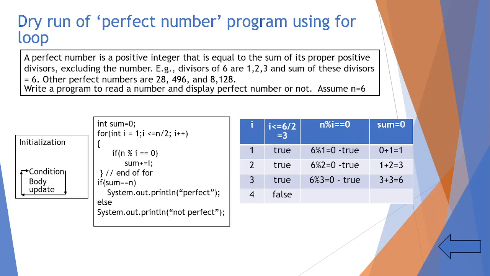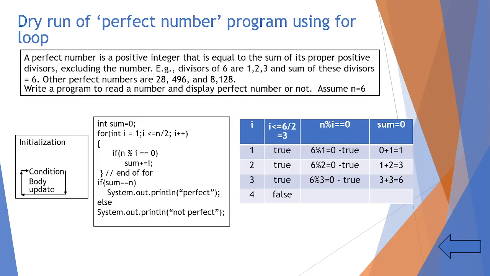Then 6 modulo 2, 1 plus 2 is 3. 6 modulo 3 is true. So 3, that is I plus sum was 3. Then 3 plus 3 is 6. So first time 0 plus 1 is 1. Then 1 plus I, 2 is 3. Then 3 plus I is 3, 6. Now by the time I come out of the loop, my sum has 6.